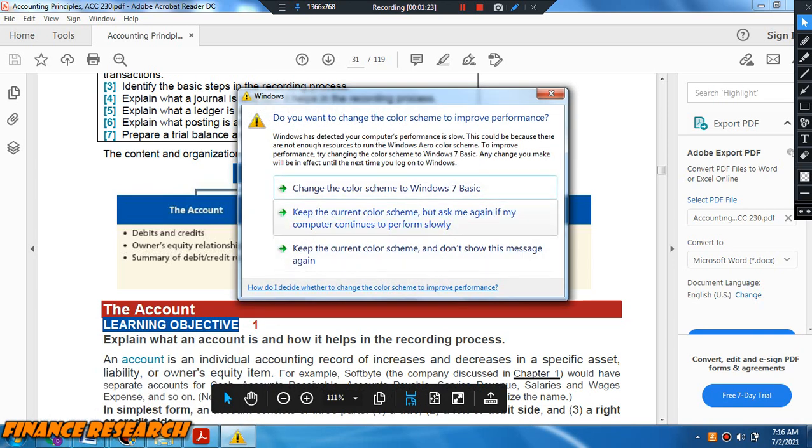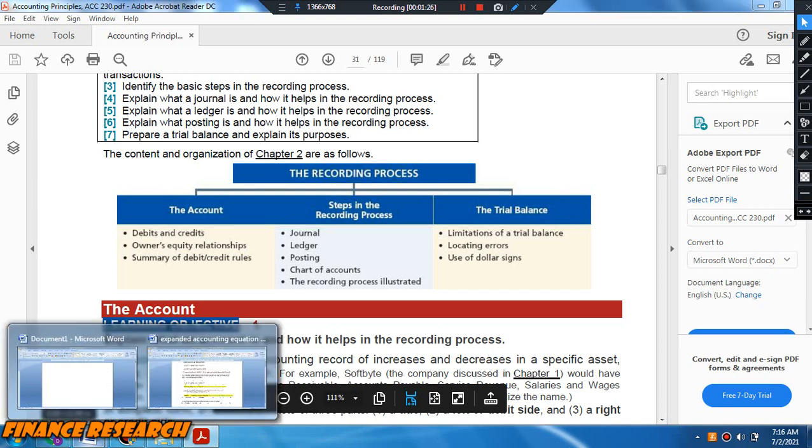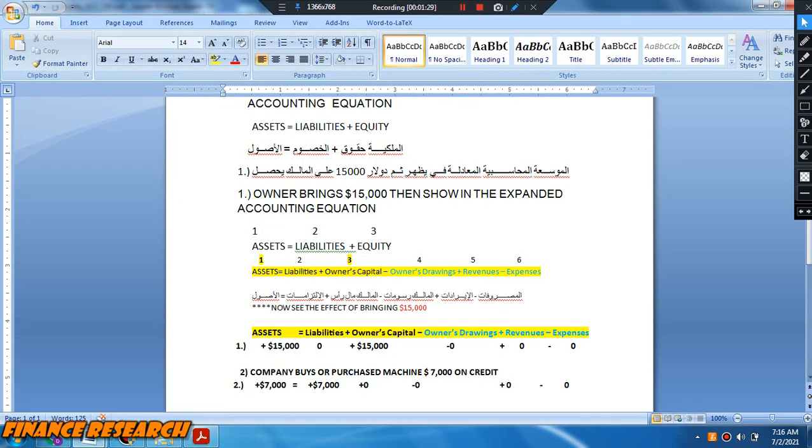We have studied the accounting equation. What is the accounting equation? We will just quickly take a look. This is known as assets equal liabilities plus equity. For example, I described to you that the owner has brought $15,000 to start the business. Then we are supposed to show it in the expanded accounting equation. This is the primary form, the standard form.